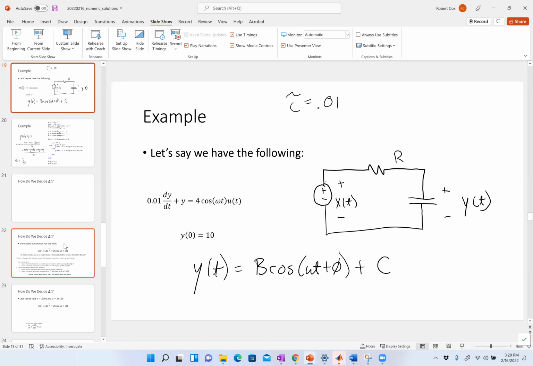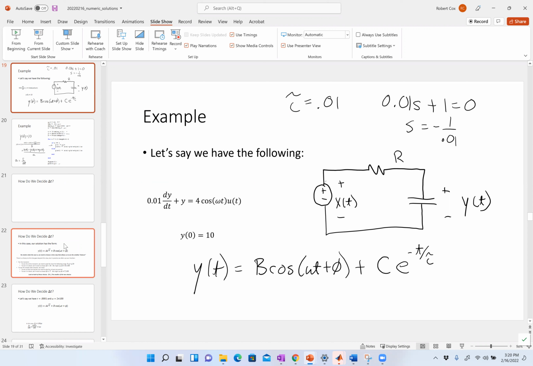C e to the st. And if I solved in this case, I would have 0.01 s plus 1 equals 0. So s equals what? What's s equal to here? Negative 1 over 0.01, so negative 1 over tau. So I get e to the negative t over tau. There are two things in that solution: an exponential that is decaying and going away, and a cosine that never goes away.